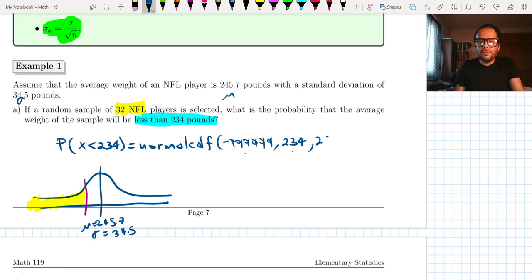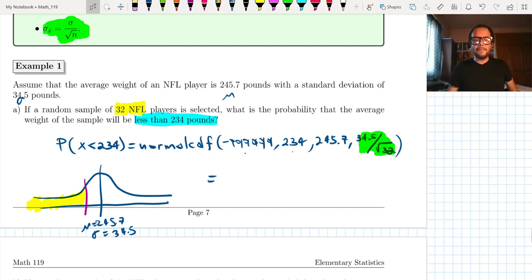Okay, 245.7. However, the standard deviation is the one that changes, so it will be 34.5, but it's divided by the square root of the sample size, which is 32. Notice I highlighted that here with green. I'm going to highlight it here as well, so you see the connection. Okay, so this will be equal to, okay, let's put this on the graphing calculator.